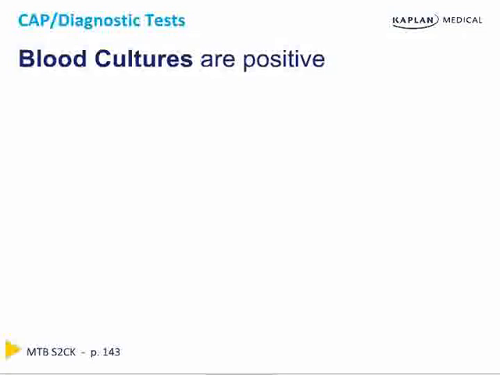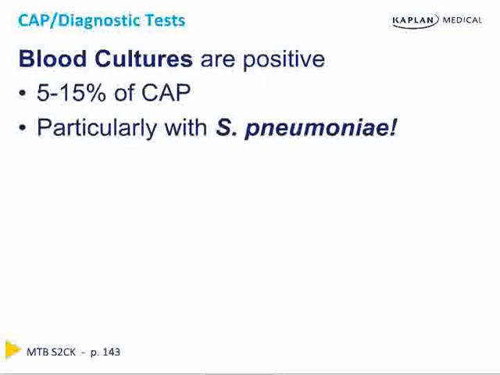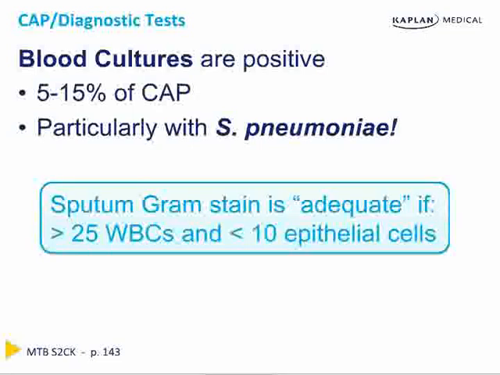In community-acquired pneumonia, blood cultures are typically negative, but can be positive in about 5 to 15% of cases. This is particularly common with strep pneumo. With regard to sputum cultures, you should remember that a sputum gram stain is considered adequate if you have greater than 25 white blood cells per high-power field and less than 10 epithelial cells. If these numbers are not met, in other words, if there are greater than 10 epithelial cells and less than 25 whites, you're likely dealing with a sample that is mostly saliva and not really indicative of what's going on in the lung.